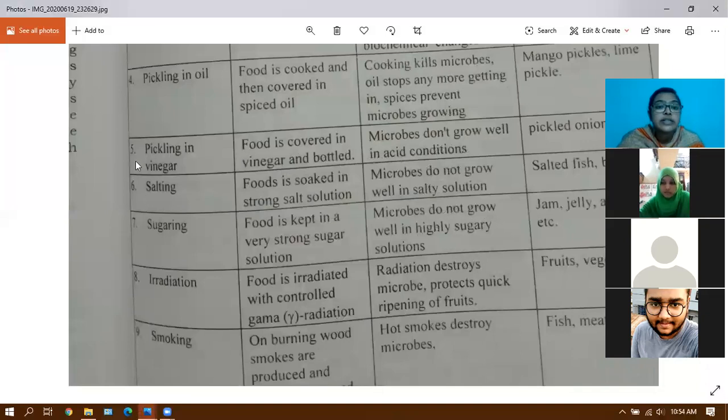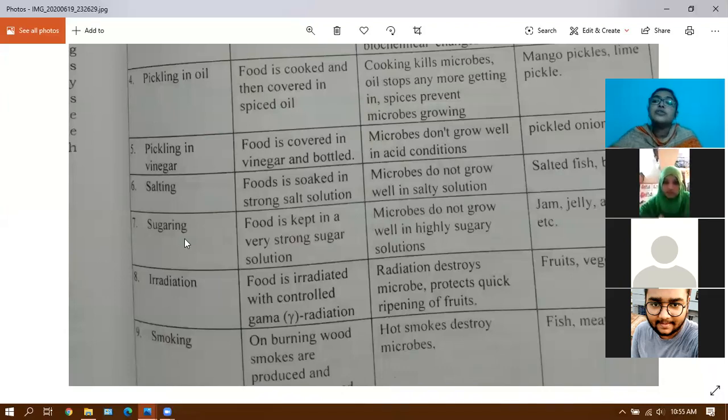Second, salting. Another name is curing. What is curing? This question is important for your examination. Actually, salting or curing is when food is soaked in strong salt solutions. Microbes don't grow well in salty solutions. Foods like salted fish and bacon are preserved this way.